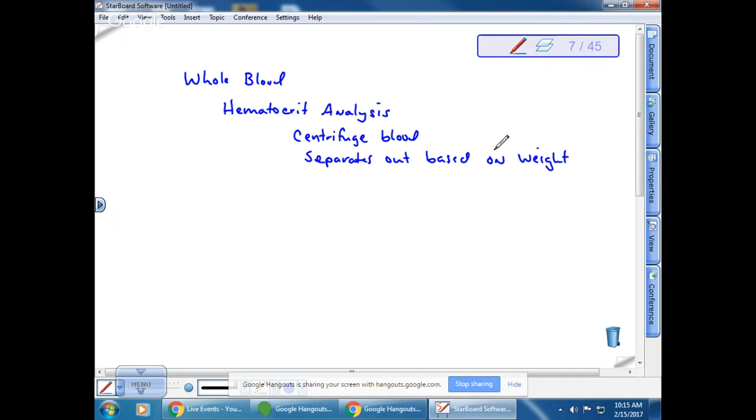So what goes to the bottom is the red blood cells, the erythrocytes. They are on the bottom of the tube. So their percent of the whole tube is actually the hematocrit value. The percent of the RBCs equals the hematocrit value.